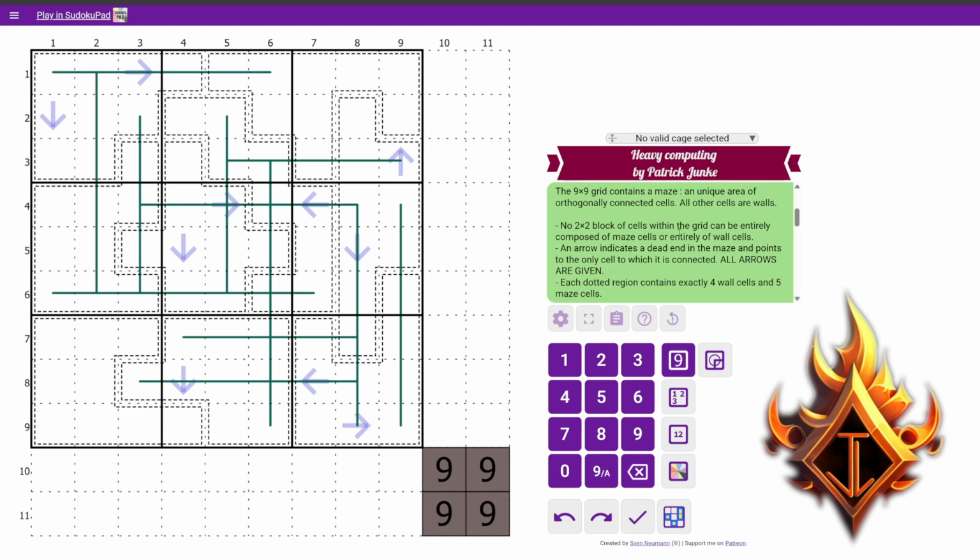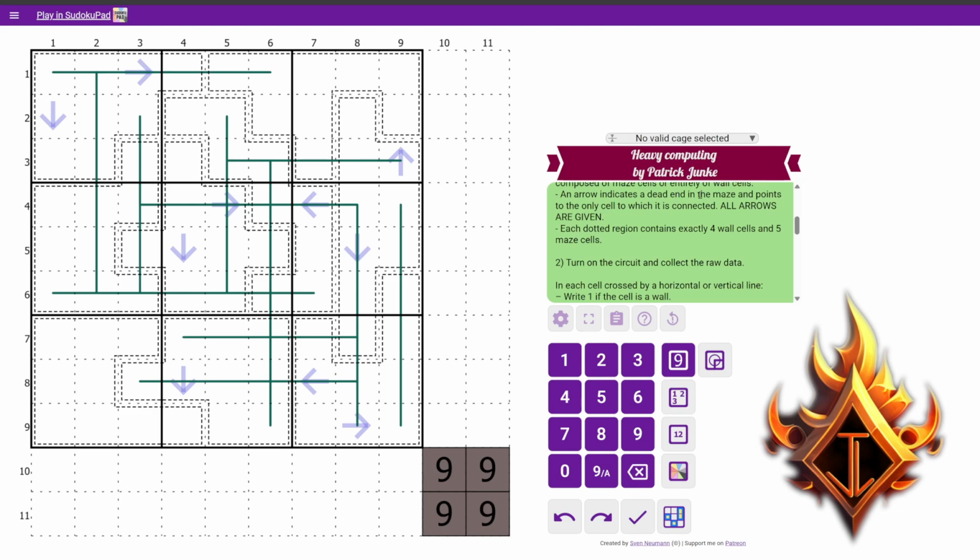No 2 by 2 block of cells within the grid can be entirely composed of maze or wall. An arrow indicates a dead end in the maze and points to the only cell to which it is connected. All arrows are given, so these arrows are the only dead ends. Each dotted region contains exactly 4 walls and 5 maze. The dotted regions are like the killer cage looking things, scattered around.